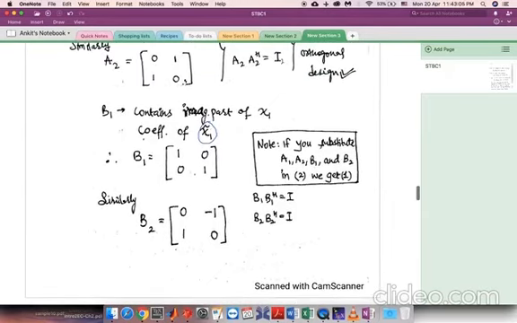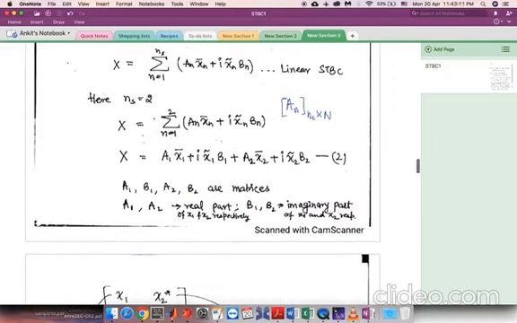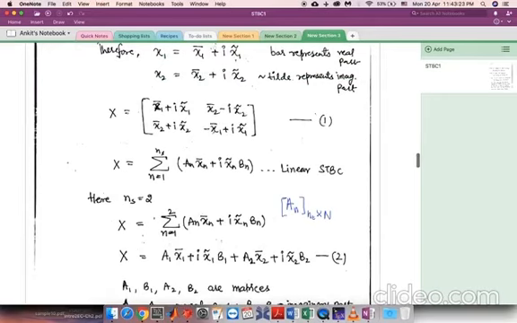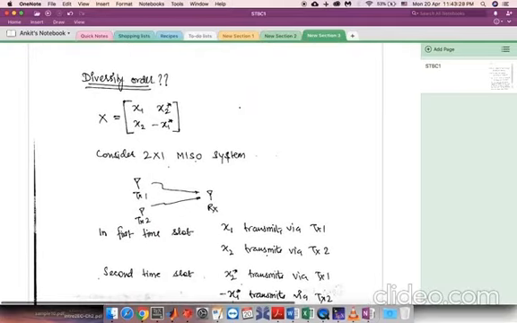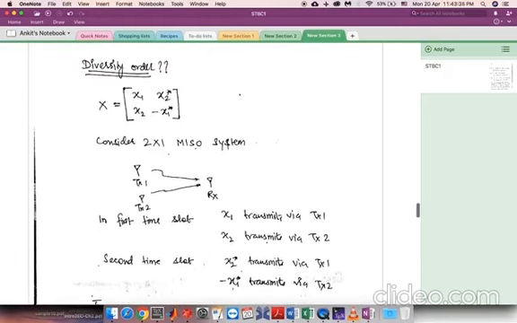So if you substitute these values of a1, a2, b1 and b2 in equation 2, if you put these matrices here and solve it, you will easily get equation 1, right? Now what would be its diversity order? We will see the diversity order analysis later on while evaluating the rate. However, I would just like to give you a glimpse of how the transmission scheme will take place for this particular block code.